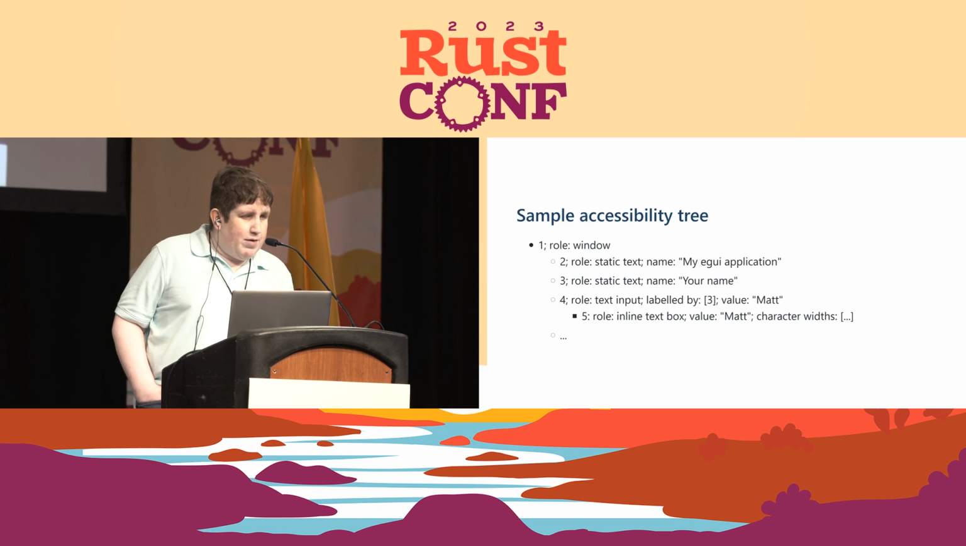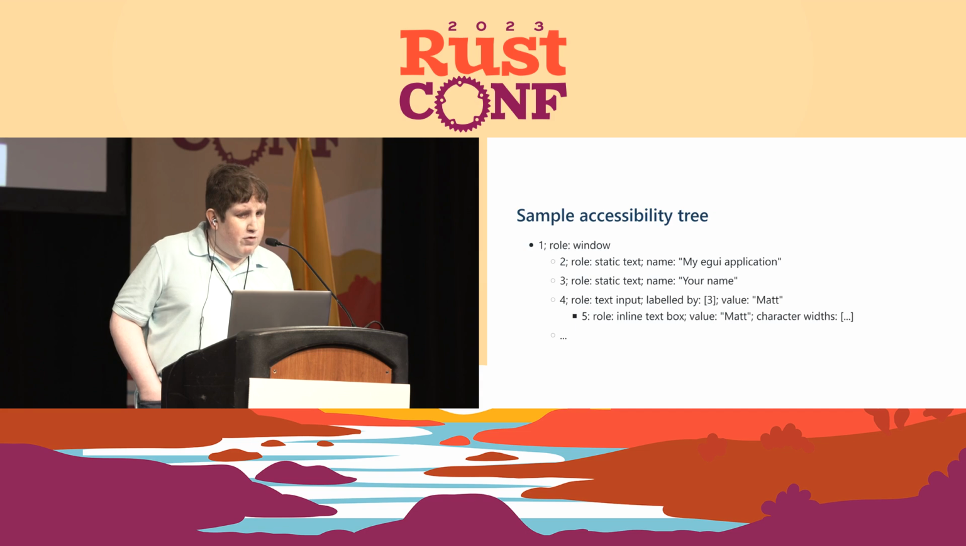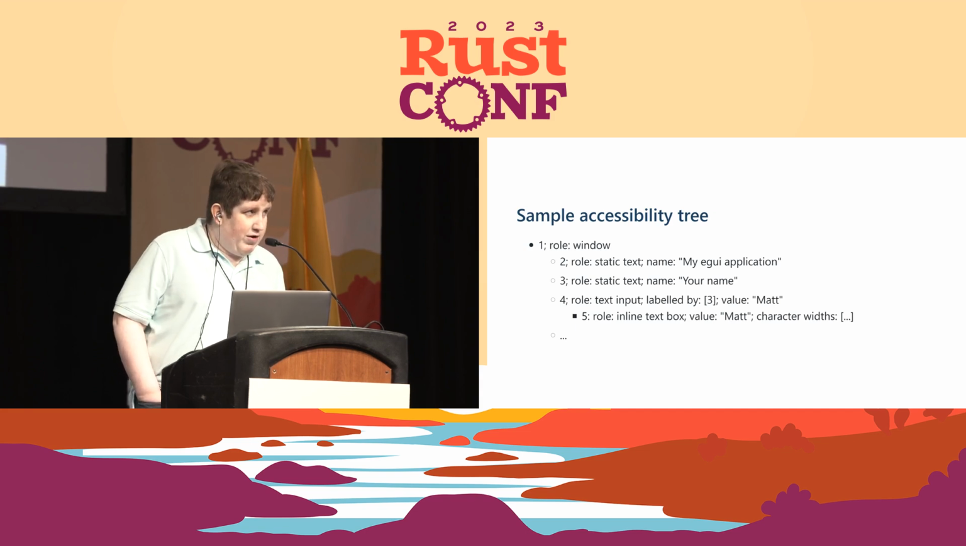So before I talk about the AccessKit architecture and what makes it distinctive, I want to give a little background information on how a user interface is made accessible. And the central concept here is what we call the accessibility tree, which is a hierarchy of nodes that provide information about the content and structure of the user interface.